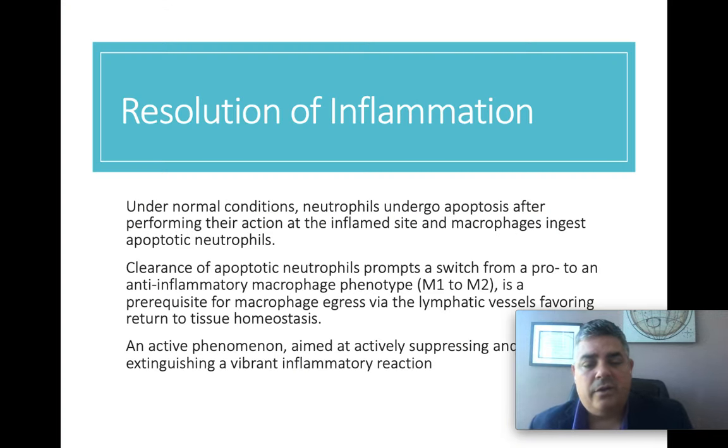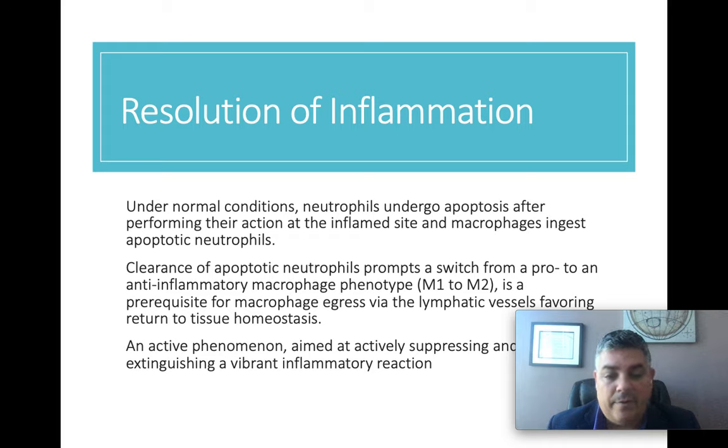But how do you turn some of this off? We never really knew that the immune system had the ability to resolve inflammation. But it does. Under normal conditions, neutrophils undergo apoptosis. Basically, they have an expiration date. They go through the process of dying through certain stages of intracellular cell signaling activities after performing their action at the inflamed site. Macrophages then arrive on the scene in their M2 phenotype to ingest these apoptotic neutrophils. So the clearance of this debris essentially occurs because of this switch from the pro-inflammatory M1 type of macrophage to an anti-inflammatory M2 macrophage.